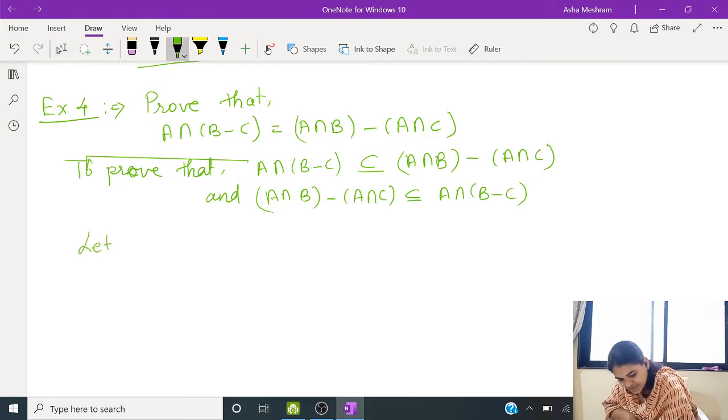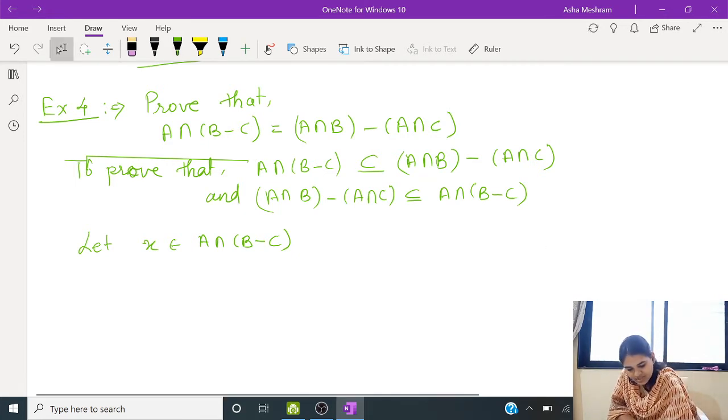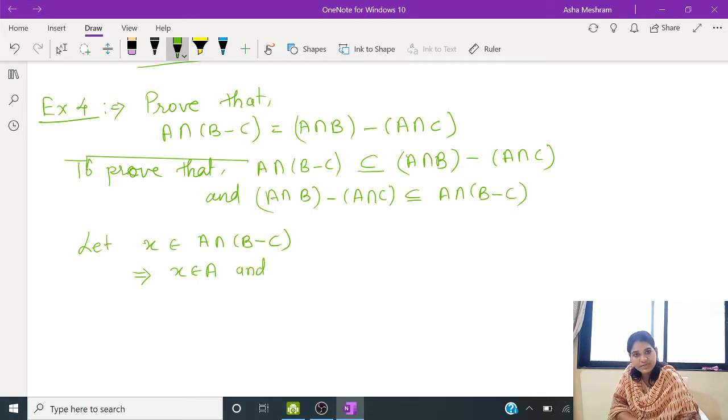So let x belong to A intersection B minus C. Now by the definition of intersection, this implies x belongs to A, and intersection will be replaced by the word and, x belongs to B minus C.